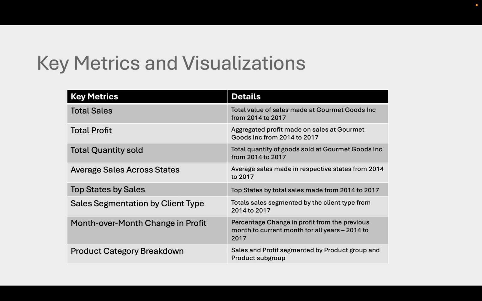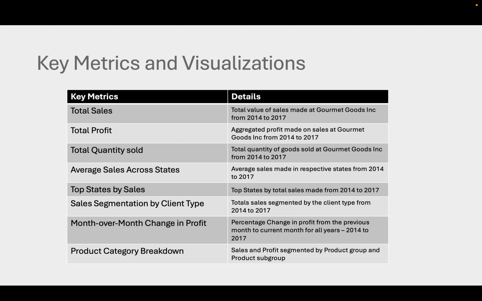That will help us understand where we are seeing high sales versus where we are seeing low sales. Top states by sales. It also correlates with average sales across states. That would help us see what the top states are and take that into consideration.